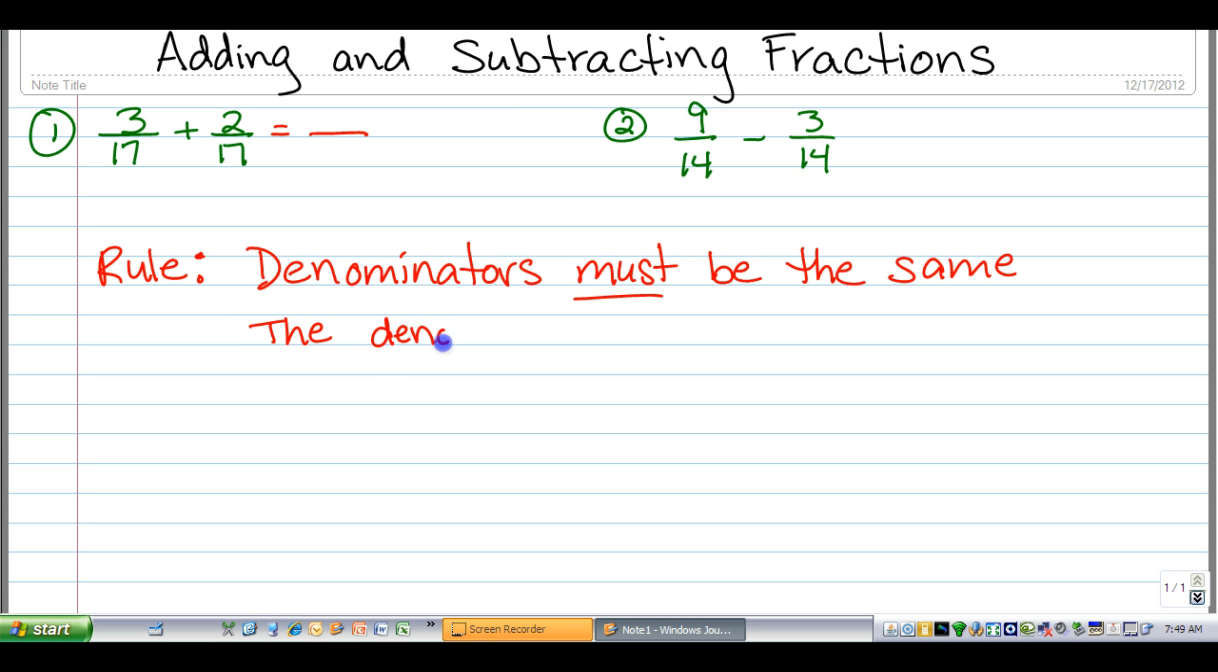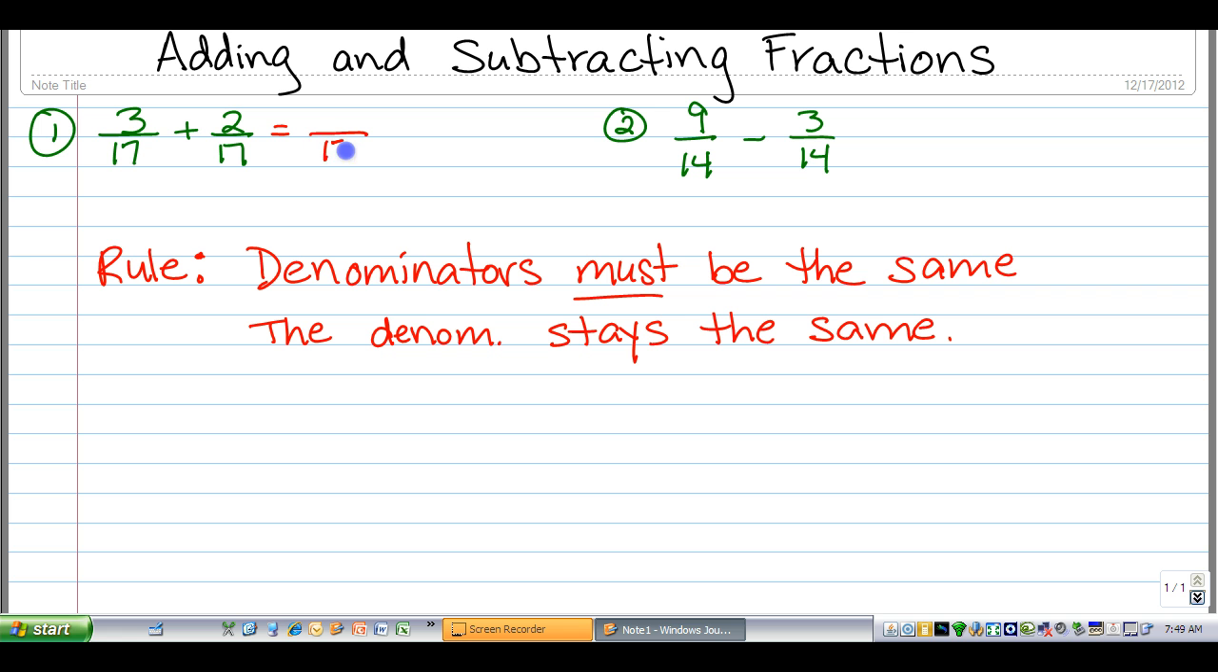The denominator, this time I'm not going to write the whole thing out. Abbreviate. The denominator stays the same. So the denominators must be the same, and then they stay the same.